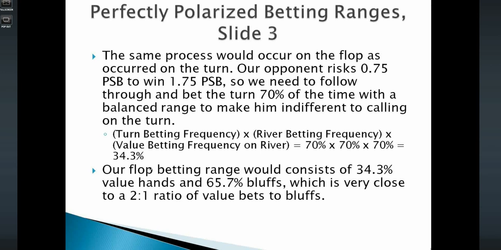So in this example where we have either 100% or 0% equity on the flop, we know we want to make sure when we do bet the flop, our range consists of 34.3% value hands, and then our opponent is going to be indifferent to every action he can take on every single street.